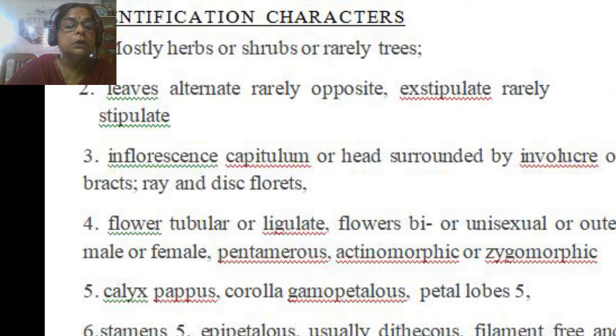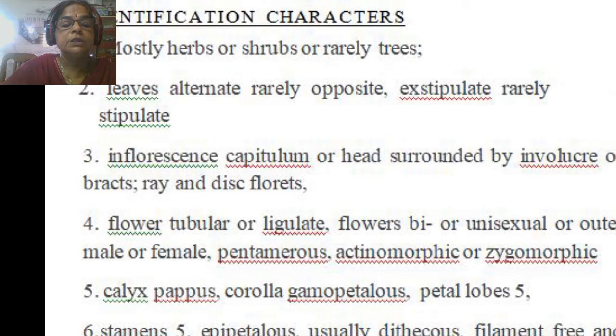Coming to the flowers, in this family the flower is very minute, so they are known as florets. There are two types of florets, ray florets and disc florets. They are pentamerous, bisexual or unisexual, actinomorphic or zygomorphic, which we will see at a later stage. The next is the calyx. The calyx is very short and small, just like a pappus. This is a very advanced family of the Gamopetalae. The corolla is gamopetalous.